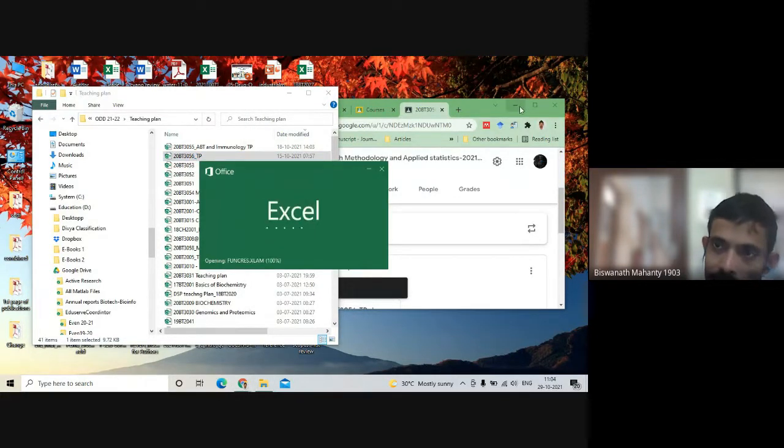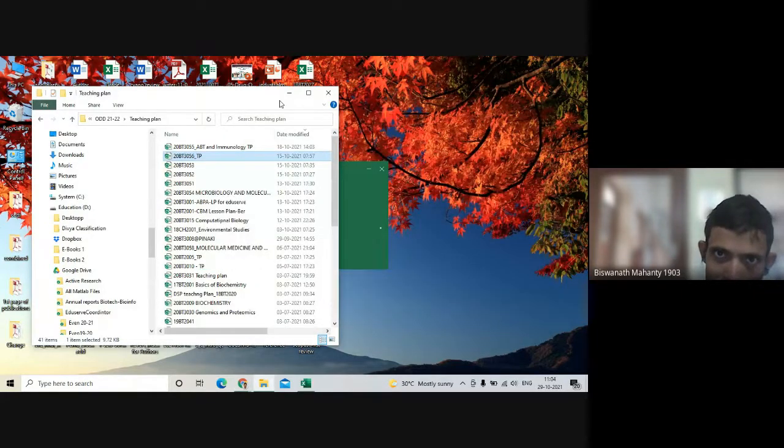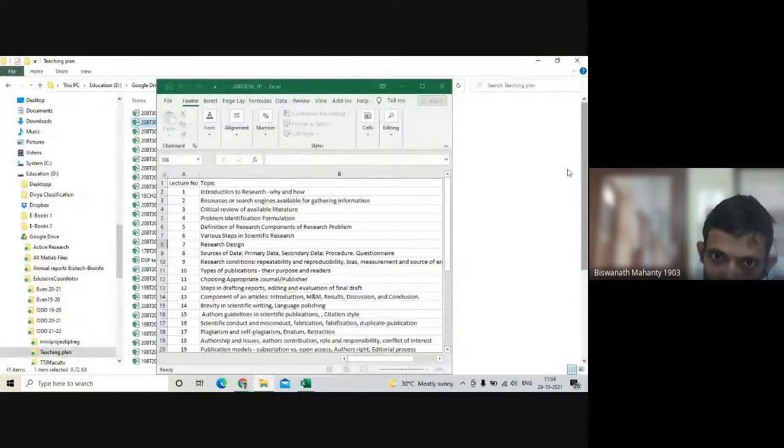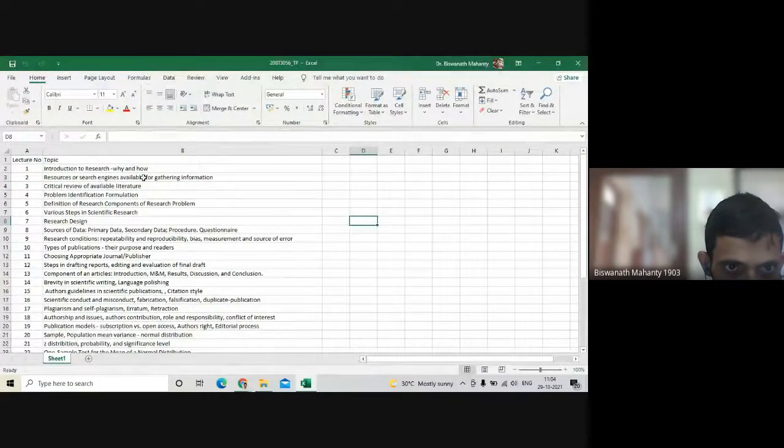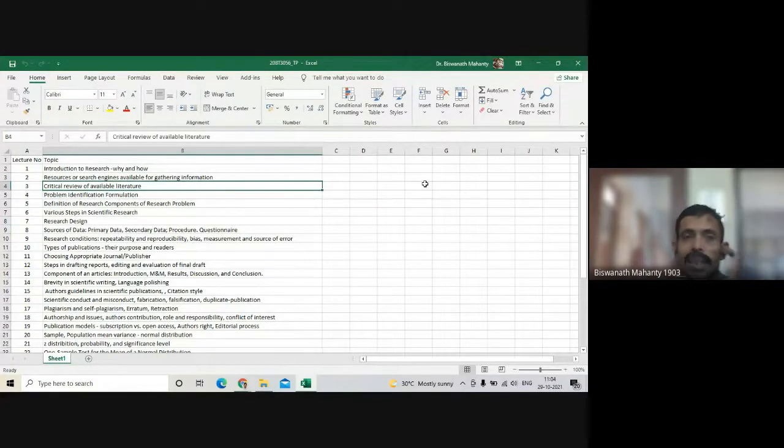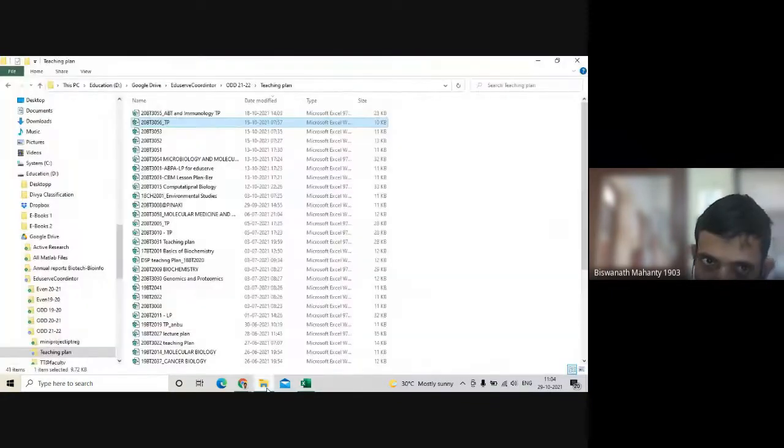And last class we started about the literature review, right? What is the database you should look for, how to make a search. Those are the kind of things. So resources, search engines available for gathering, critical review of available literature. It is very, very important. So this is the third day we are going to discuss critical review of available literature. You need to know how to do a critical review.